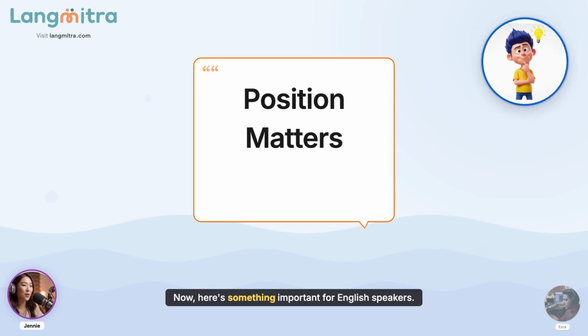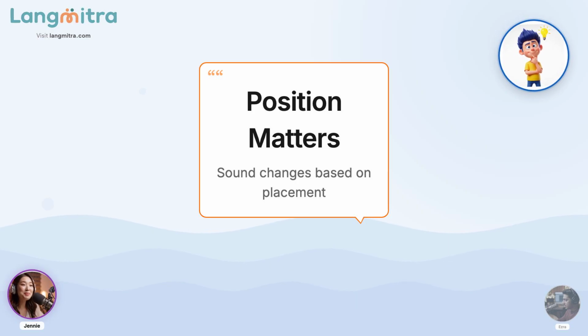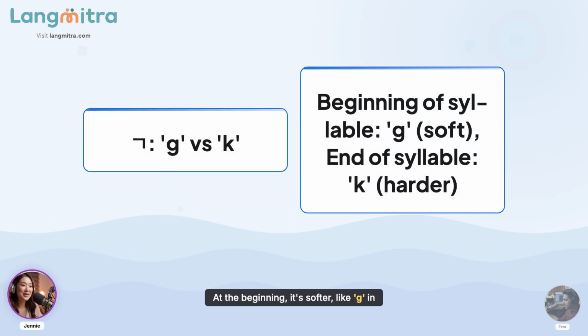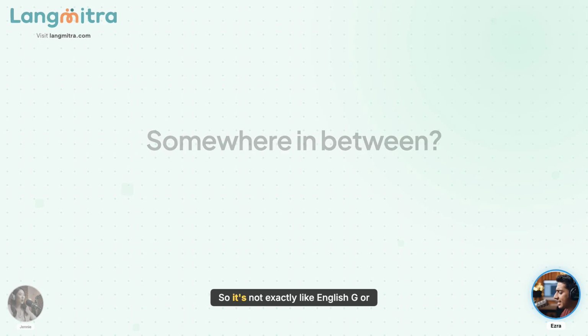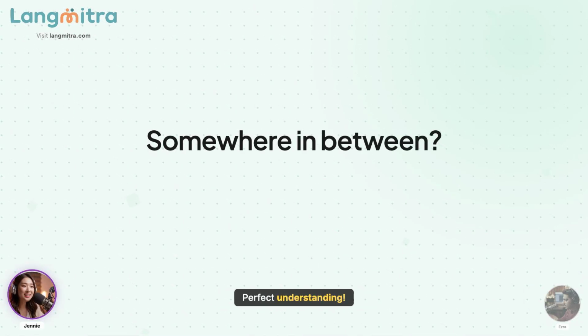Exactly. Now here's something important for English speakers. Korean consonants like g can sound different depending on where they appear in a word. At the beginning, it's softer, like g and go. At the end of a syllable, it sounds more like k. So it's not exactly like English G or K. It's somewhere in between. Perfect understanding.